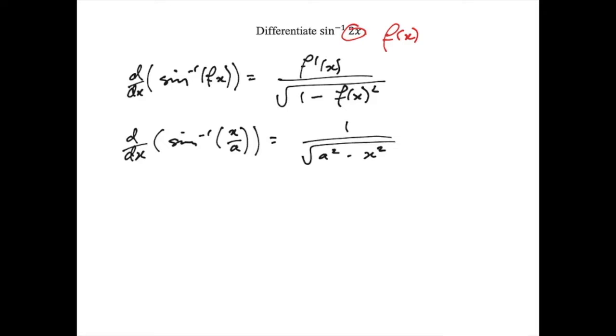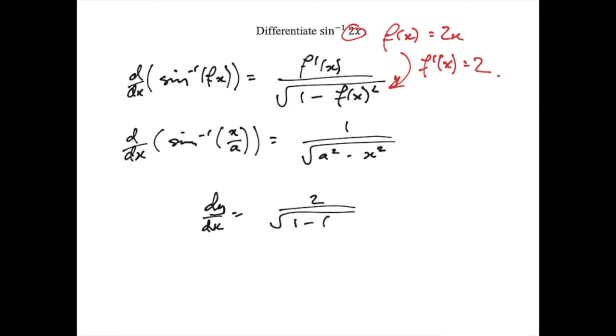In the last example, the second option here was the easier one. But in this example, the first option is going to be a bit easier, because if f of x is 2x, then f dash x, the derivative of f of x, is 2. So the first option is going to be the easier one. So dy dx is 2 over root 1 minus 2x squared. Now that's 2x all squared, so it's 2 over root 1 minus 4x squared.